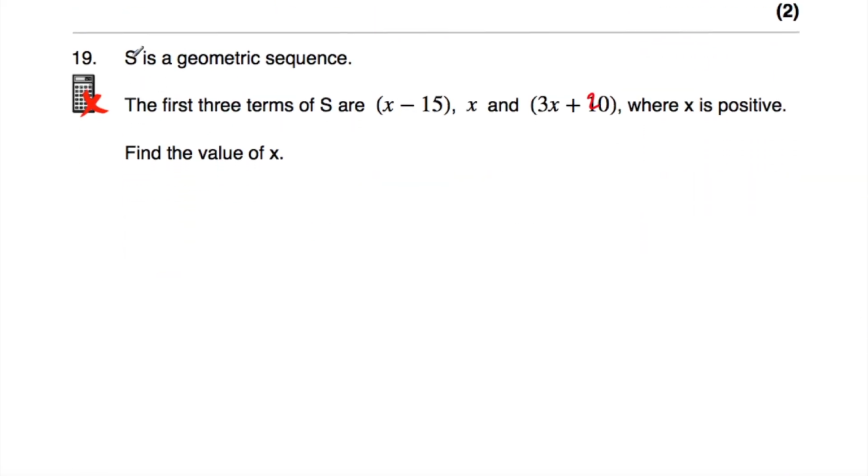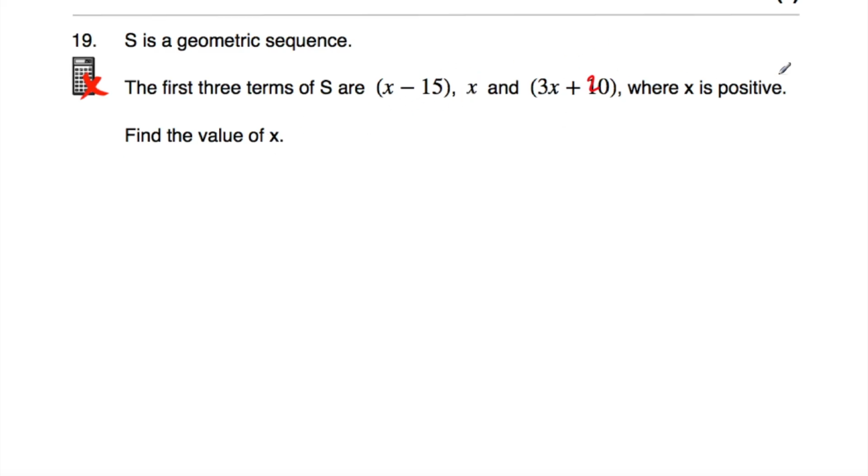Let's have a look at our next question, question number 19. I really like these questions, where we've got a geometric sequence or progression with algebraic terms rather than numbers. Here the first 3 terms of this geometric sequence are x minus 15, x, and 3x plus 20, where x is positive. And we've been asked to find the value of x.